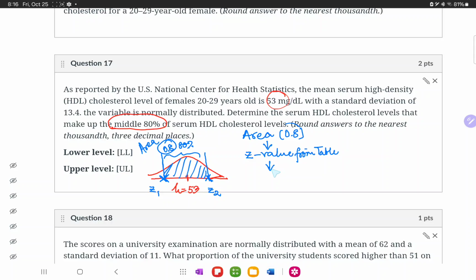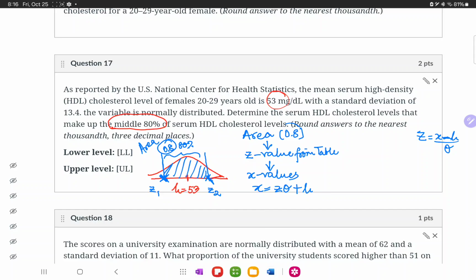And then once you have the z values, you can find the x values using the formula x equals z times sigma plus mu. All right, and this particular formula for the x value is actually derived from the z value formula, which is z equals x minus mu over sigma. We have all used this formula previously when we learned about standard deviations. Okay, now how do we get these z values?